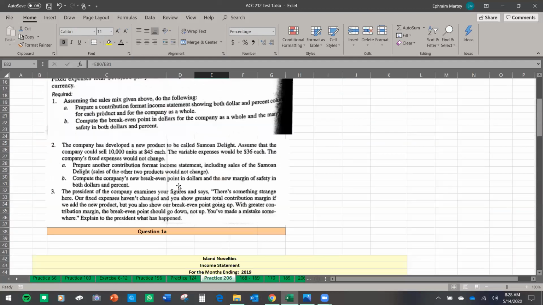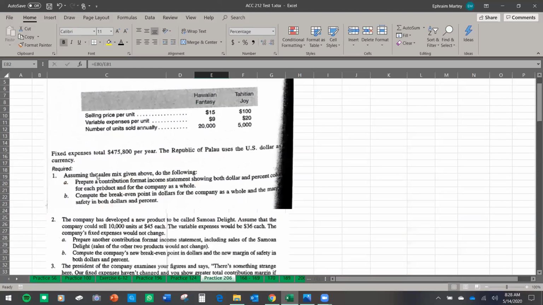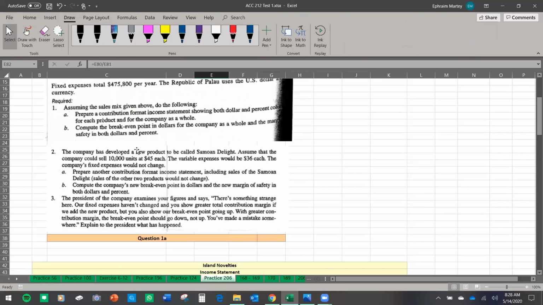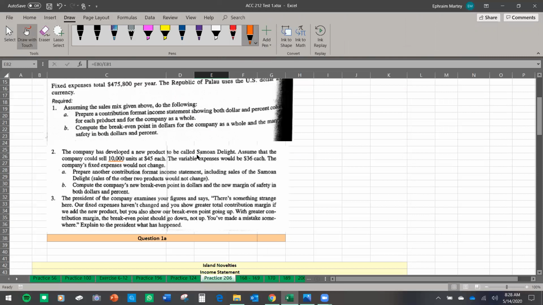Great. I'm moving a little bit faster here because we need to finish all these. Okay. Number 2, it says the company has developed a new product to be called Samoan Delight. Wow, that's going to sound fresh. Assume the company could sell 10,000 units. Here you pay attention to the information you're receiving. The company will sell 10,000 units just for the Samoan, not for the total, at $45 each. And the variable cost will be 36.